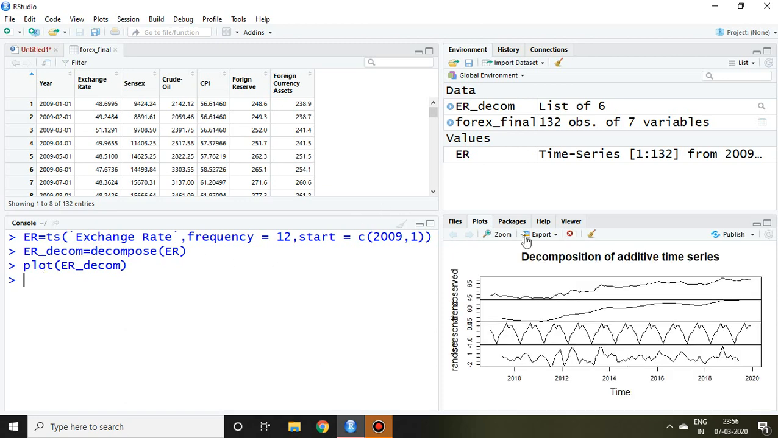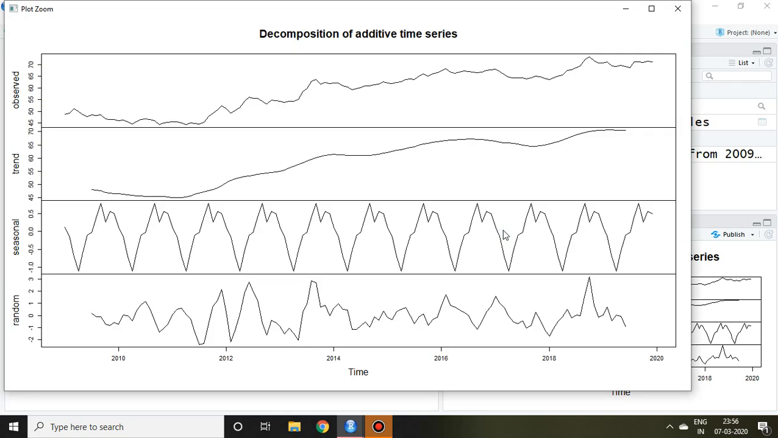Well, this is the graph related with decomposition of exchange rate. Well, this observed is nothing but the figure of original exchange rate, and this original exchange rate is decomposed or separated in form of trend, seasonal, and random component.